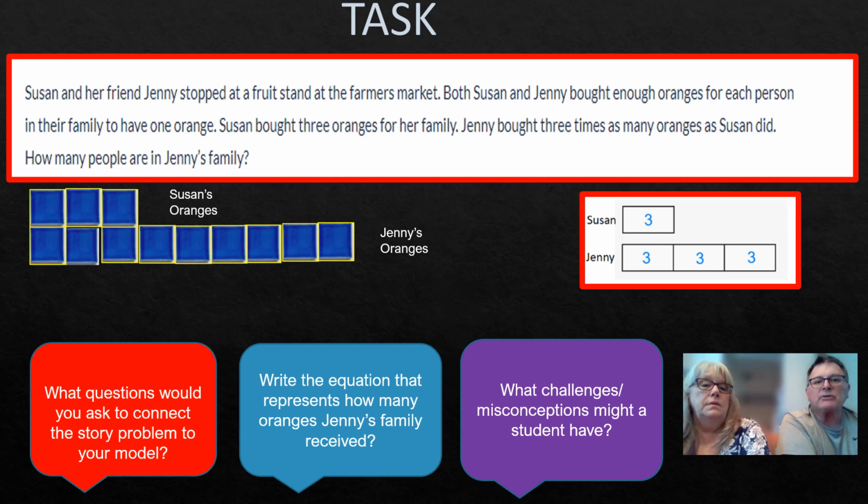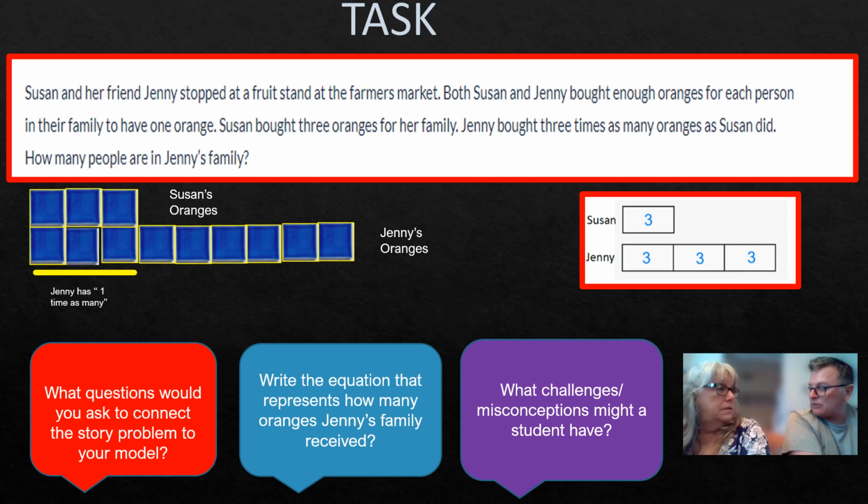Susan bought 3 oranges for her family. So here are Susan's 3 oranges right there. And it says that Jenny bought 3 times as many oranges as Susan did. So I have to be able to see 1 times as many, right? There's one group of what Susan had. And I want to use that language with that concrete model.